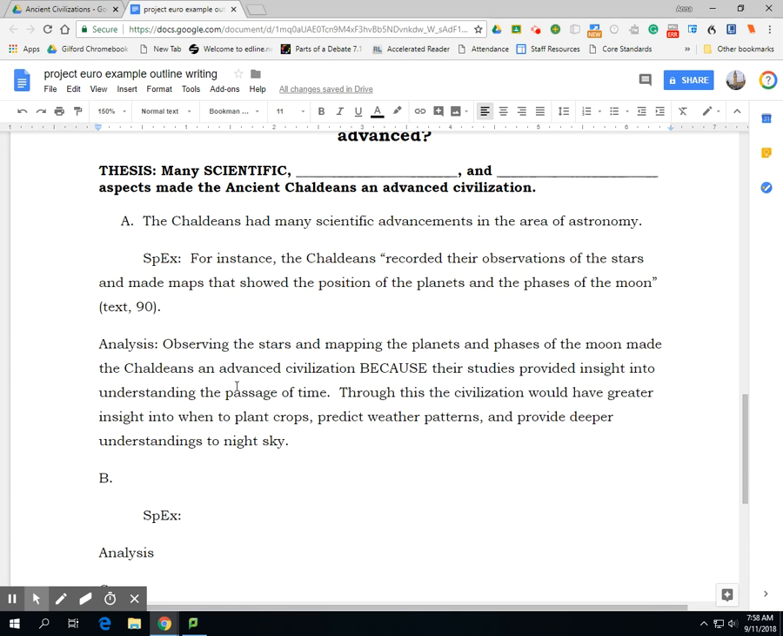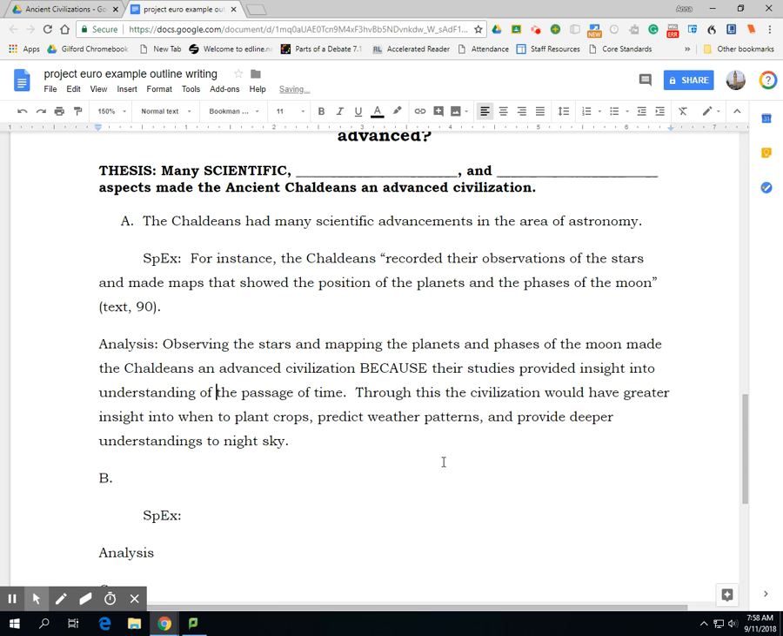So I say, observing the stars and mapping the planets and phases of the moon. By putting this statement, I'm recognizing my specs. As we move forward, I might break this a little bit, but as we're starting out, I want you to actually recognize the specs you're talking about because I think this will help you. Then I use words for my thesis. I say, made the Chaldeans an advanced civilization. I'm recognizing the end of my argument because, and remember what I said, 99% of the time you will have the word because. Their studies, and this is my thought, provided insight into the understanding of the passage of time.